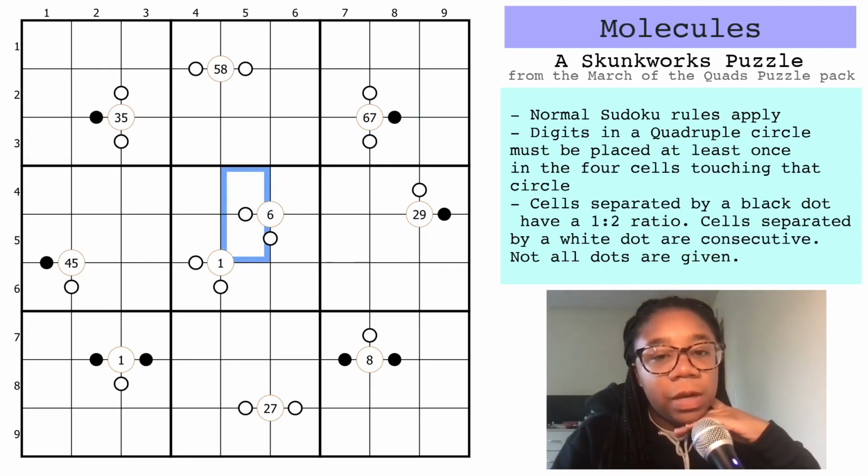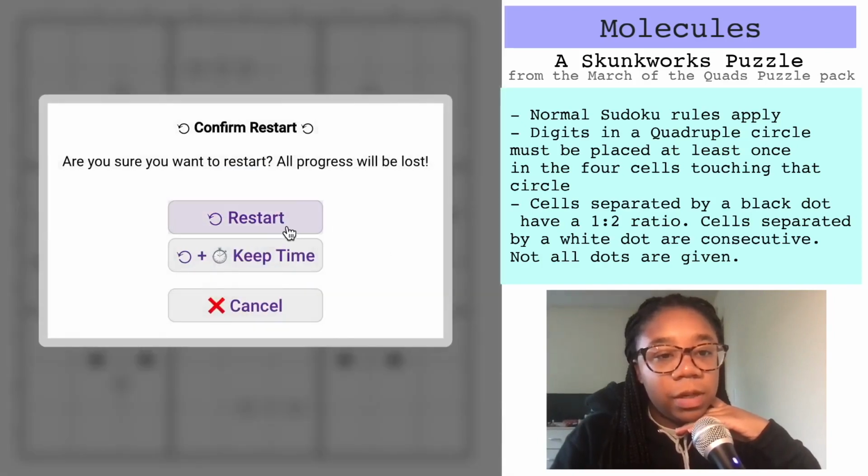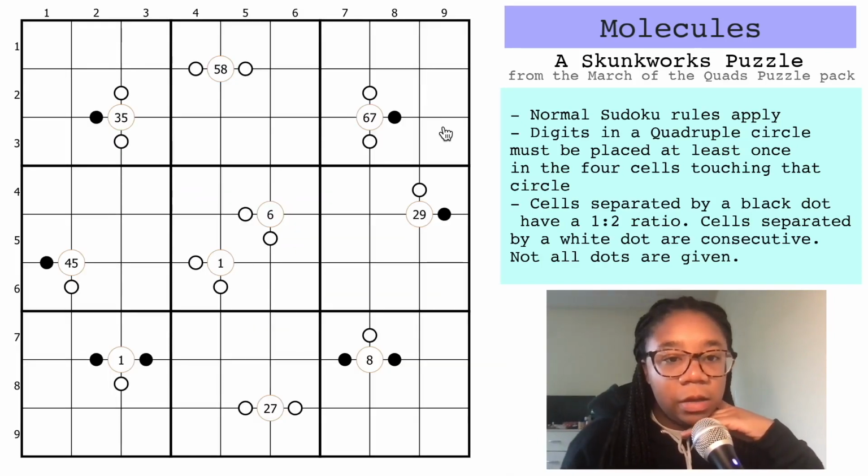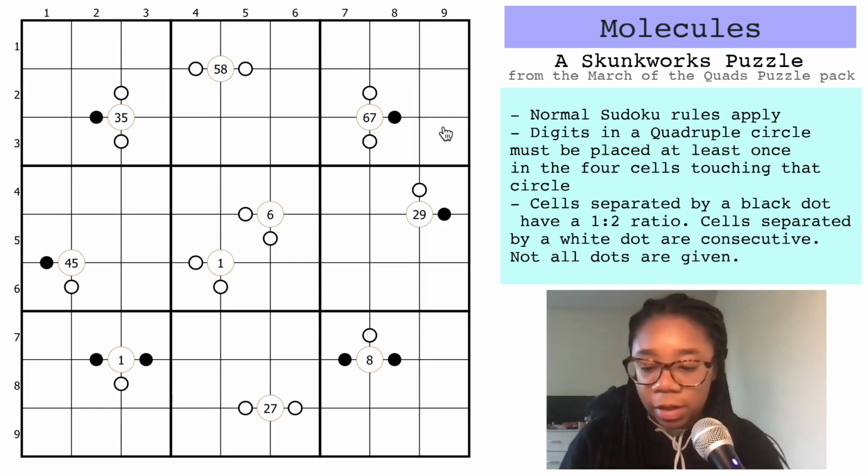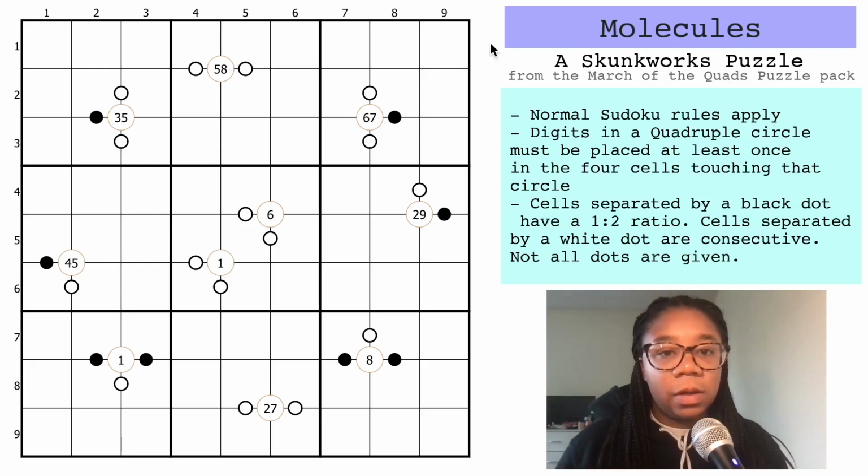So with the rules out of the way, I think we're ready to get started. I will restart my time, and give me just a second to turn on my other mouse because I'd rather be using it. Yeah, there we go.